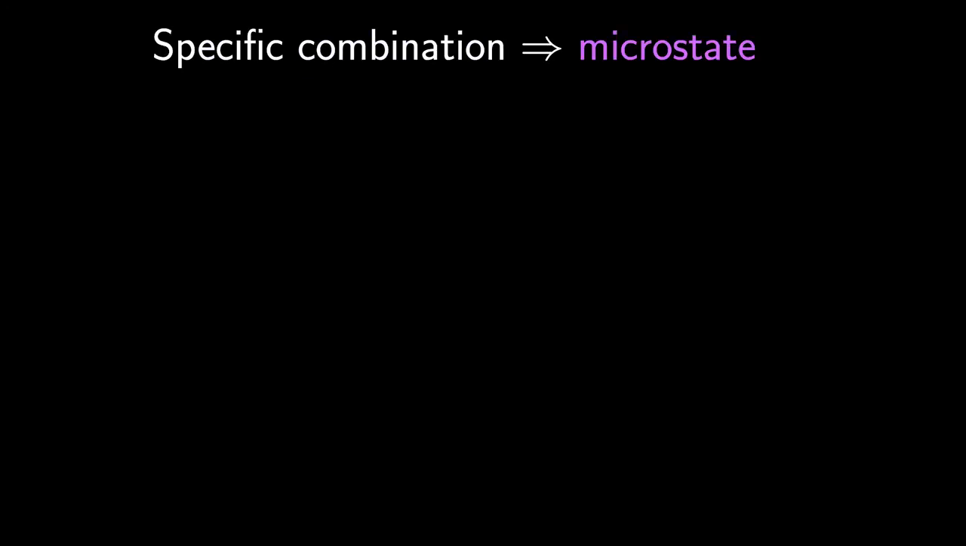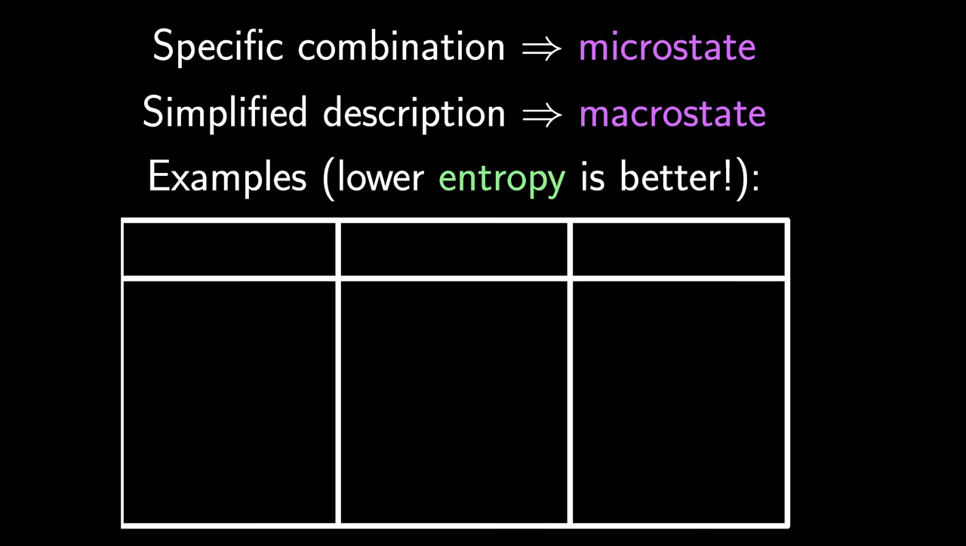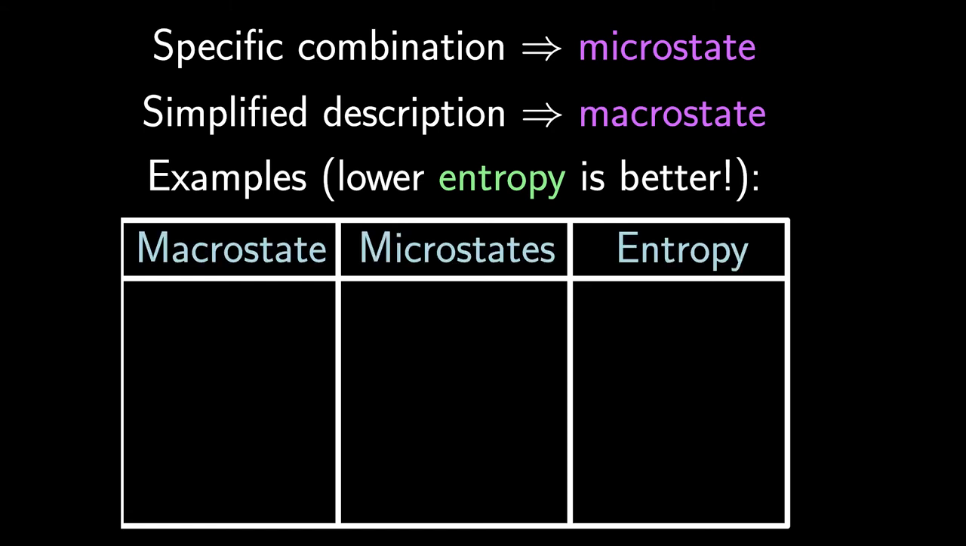A specific combination of cards in your hand, a specific detailed description, I have ace of hearts, I have queen of spades, 4 of clubs, 5 of clubs, 6 of diamonds, that specific configuration is one microstate, one detailed description. The simplified overall description, that's the macrostate. Okay, so here's some examples. And again, lower entropy means fewer possible microstates, means rarer, fewer ways to achieve it.